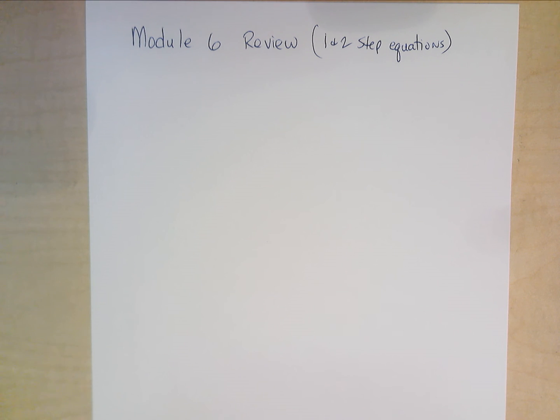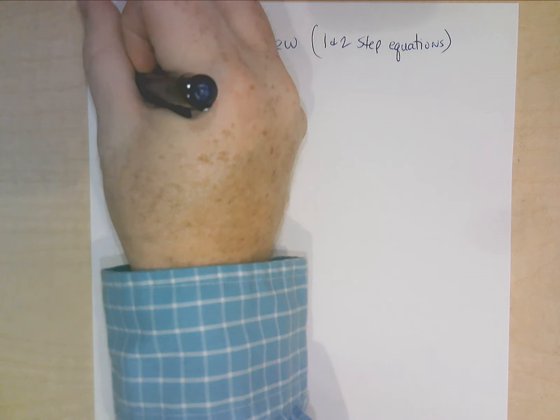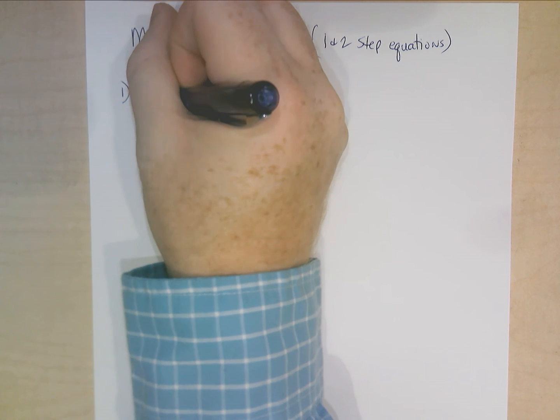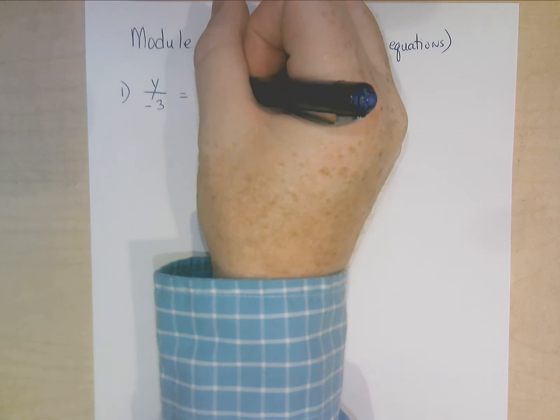Okay, so here we go. I'm going to do a few problems. I've got one problem here: y over negative 3 equals 1/6.